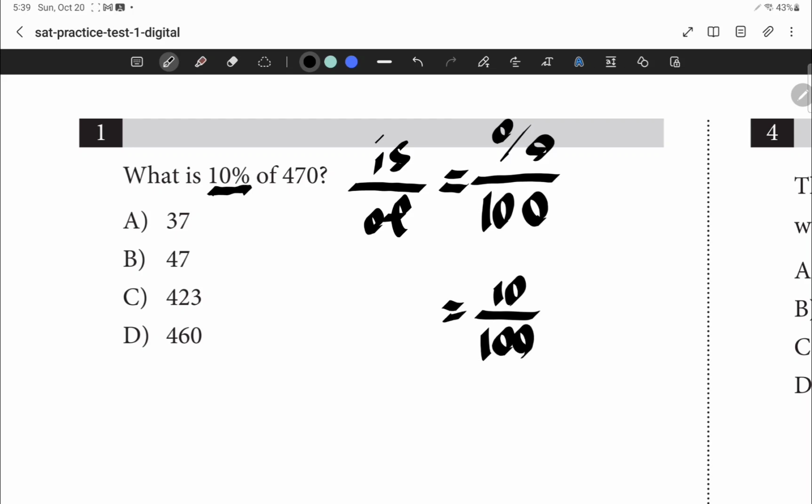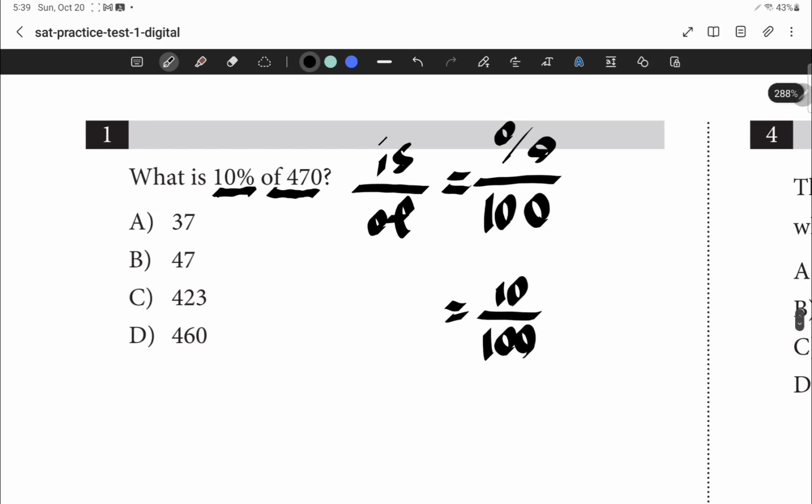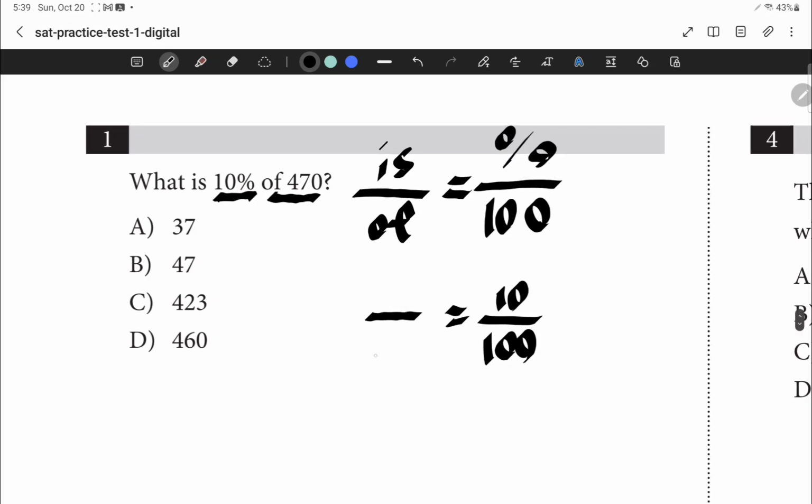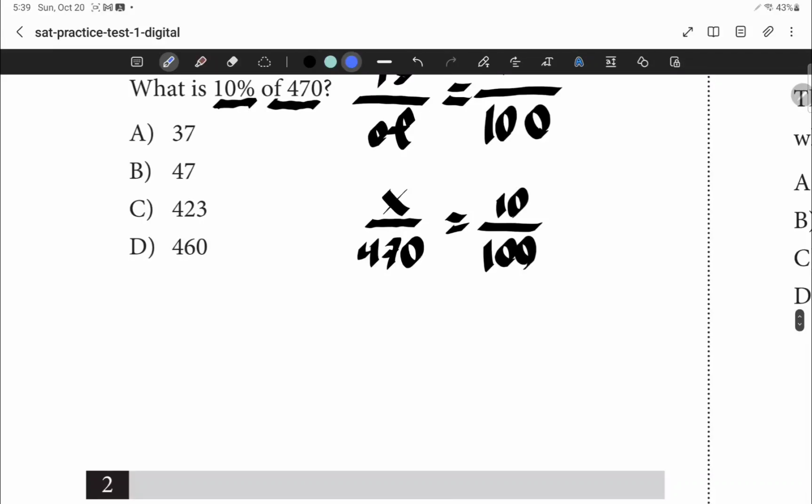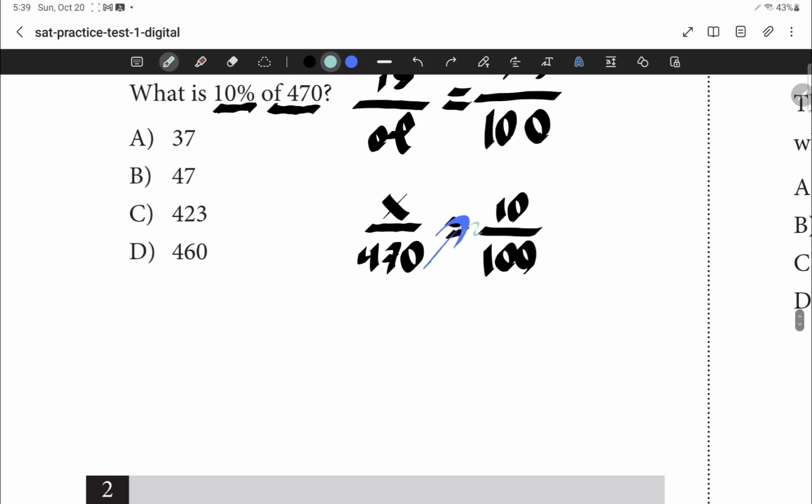Next, I'm going to look at what word is right next to 470. Right now we have the word of, so that means that number is going to go on the bottom. That's the entire thing. And we're looking for the part, which is the is. At this point, we're going to cross multiply, which means we multiply those two and then those two, and then we get our answer.